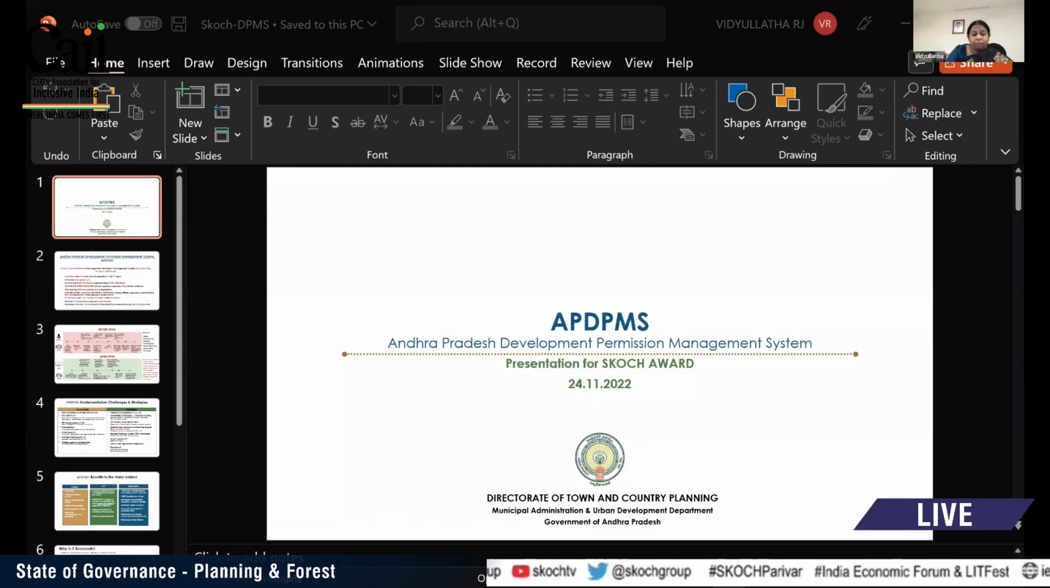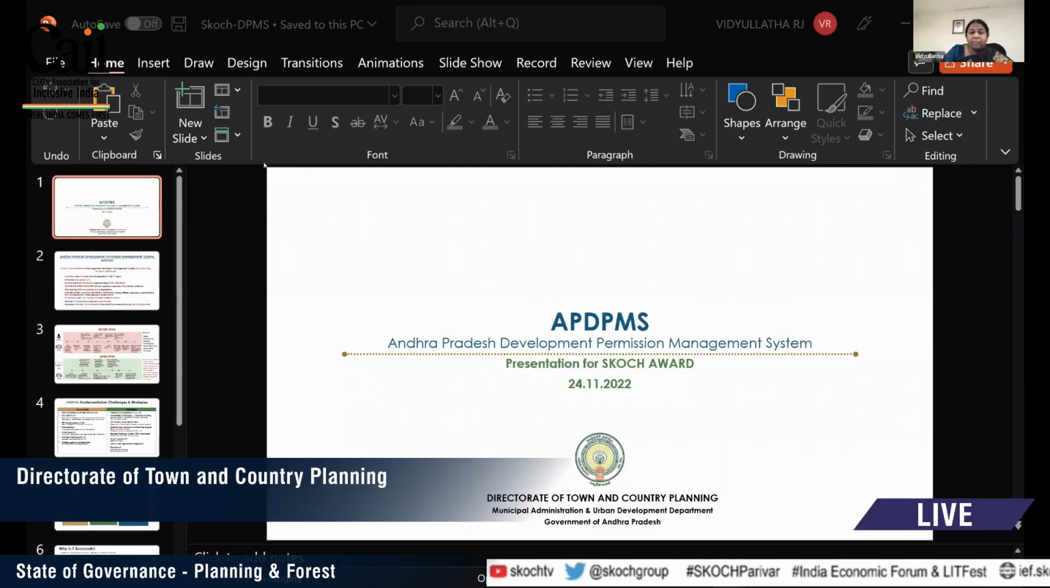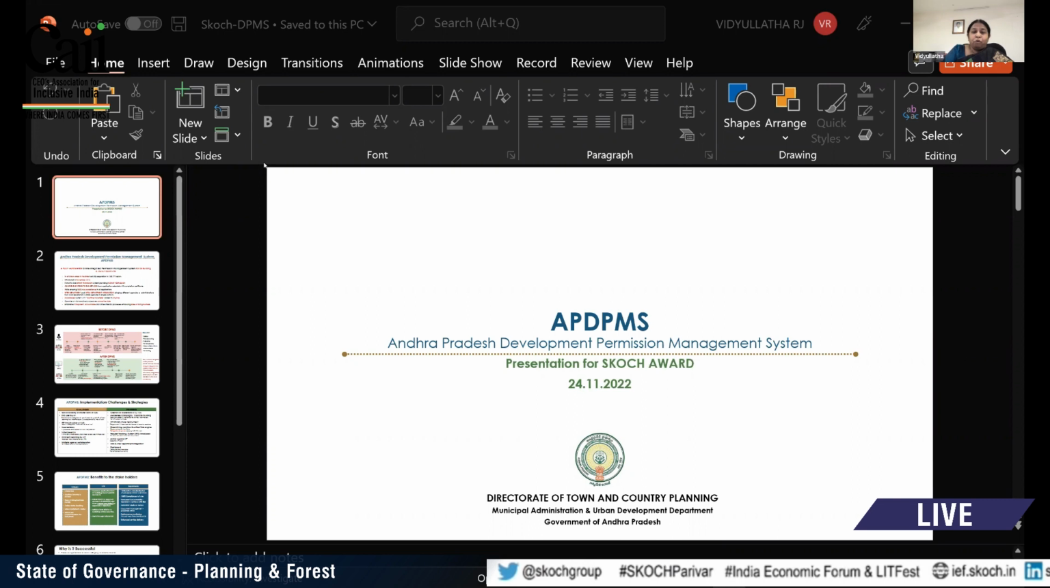E-governance reform, that is online development permission, which is called Andhra Pradesh Development Permission Management System, APDPMS. Before going into the main presentation, I would like to explain very crisply about the development permission and why it is required, what is master plan, etc.